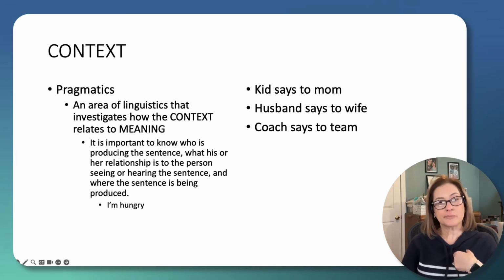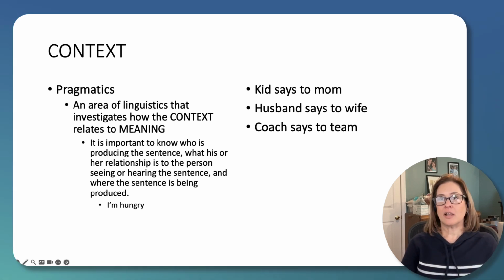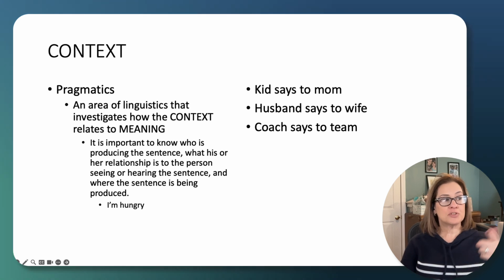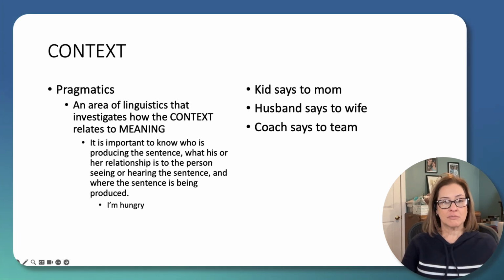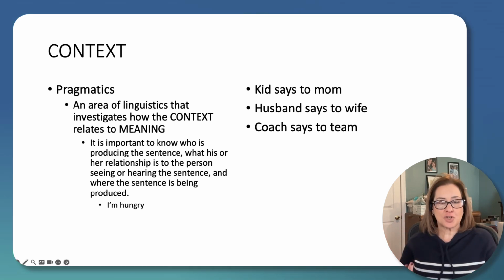I'm hungry. Kid says to mom, husband says to wife, coach says to the team. So depending on how this is being said, or you could be talking about another person: she's hungry. This is important information, rather than just a random sentence if you don't have the context to go with it.